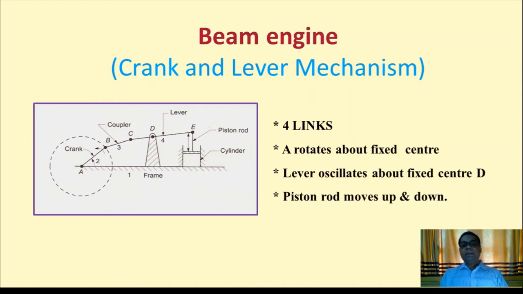Now when the crank is rotated in a clockwise or anti-clockwise direction, here it is shown being rotated in the anti-clockwise direction, what will happen? Alternately the piston inside the cylinder will move upward and downward. So here the criteria is 4 links. A rotates about a fixed center, the lever oscillates about a fixed center, and the piston rod moves up and down. A rotates about the fixed center means that the crank rotates about a particular fixed point.